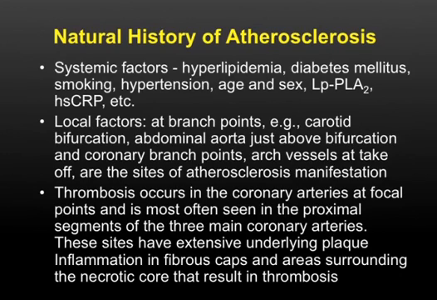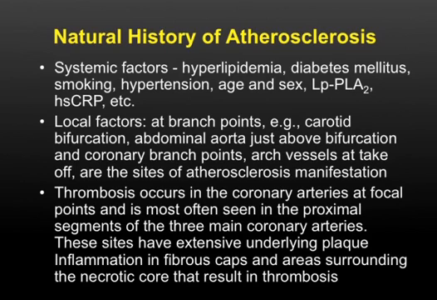So let's talk about the natural history of atherosclerosis. As all of you know, there are systemic factors: hyperlipidemia, diabetes, smoking, hypertension, age and sex, and PLA2, CRP have all been implicated. But I think there are also local factors at branch points, that is carotid bifurcation, abdominal aorta just above bifurcation, and coronary artery branch points, arch vessels that take off, are the sites of atherosclerotic manifestation.